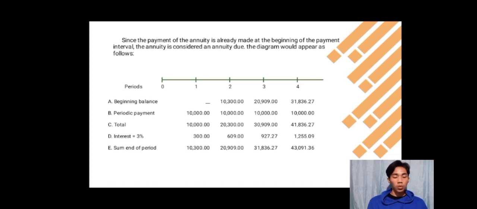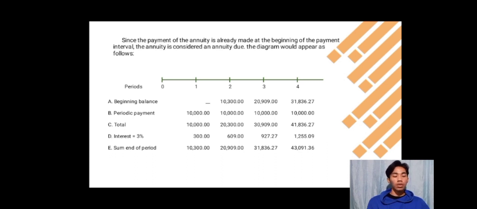So, in the next quarter, his beginning balance is 20,909, and he paid 10,000 because of the periodic payment, since the quarter, or the periodic payment interval, has started. So he paid 10,000 again, and the total money is 30,909. Then he earned 927.27 because of the 3% interest. The sum at the end of the period is 31,836.27.